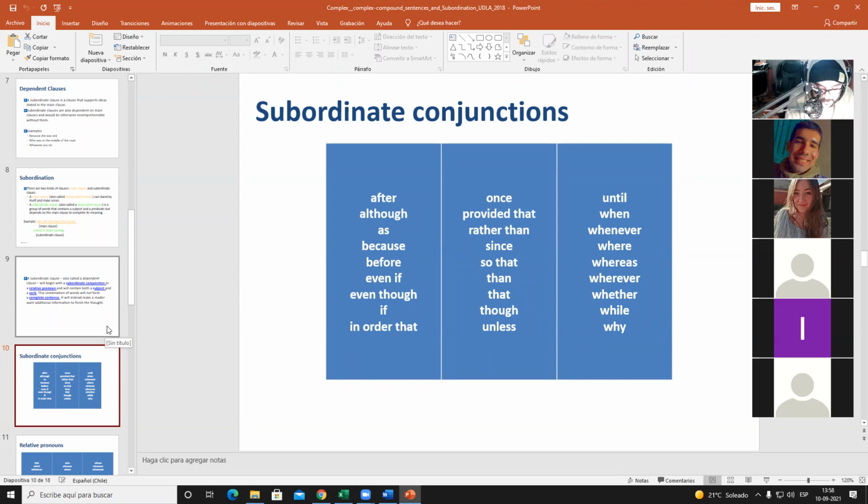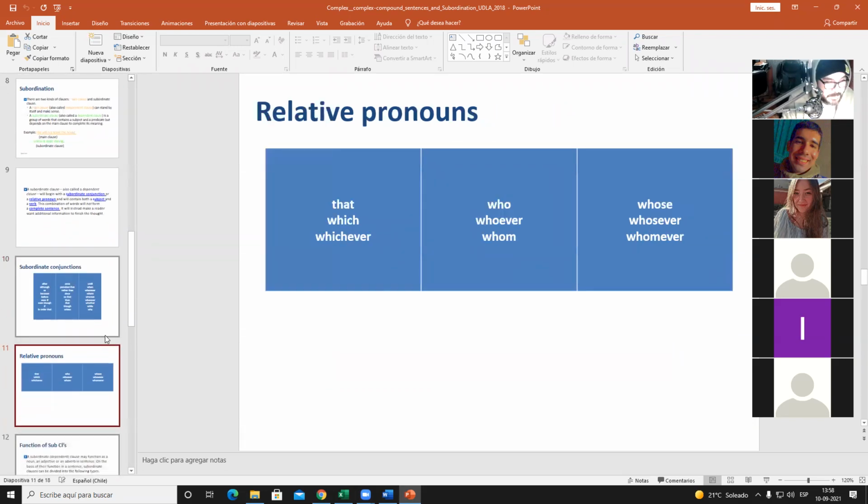Another important thing is please pay attention to the WH words at the very end of that list. You have a very broad group of them: when, whenever, where, whereas, wherever, whether, while, and why, right? Finally, we have the relative pronouns: that, which, whichever, who, whoever, whom, whose, whosoever, and whomever. We're going to review them once we start analyzing all the different clauses, okay?